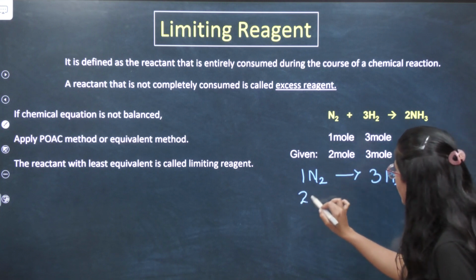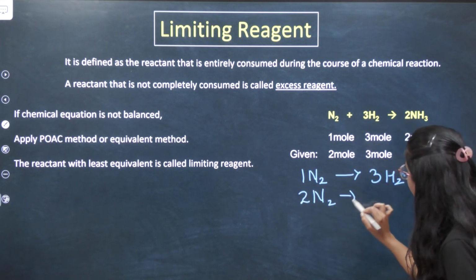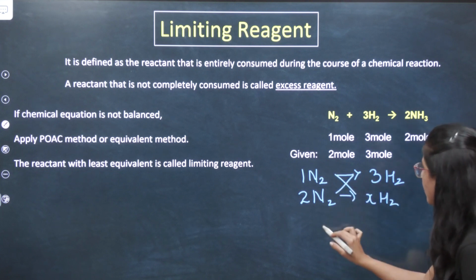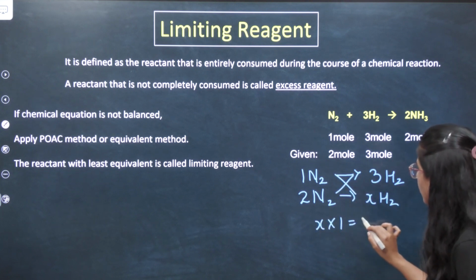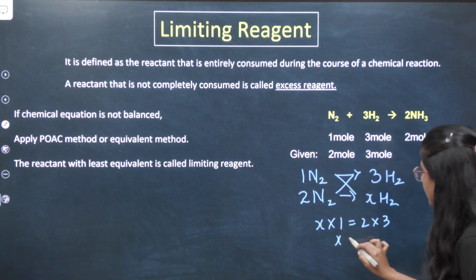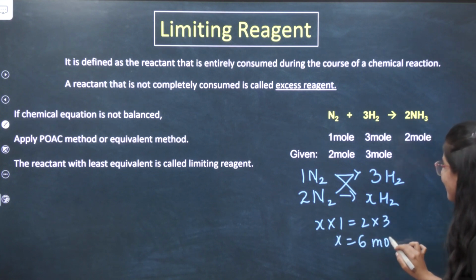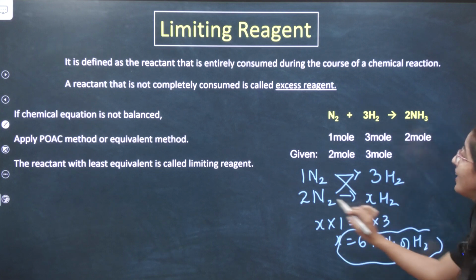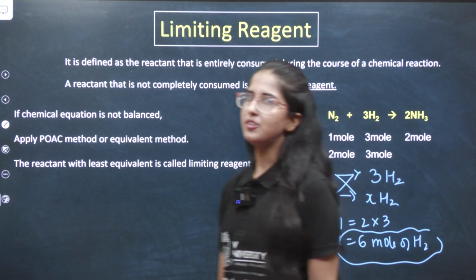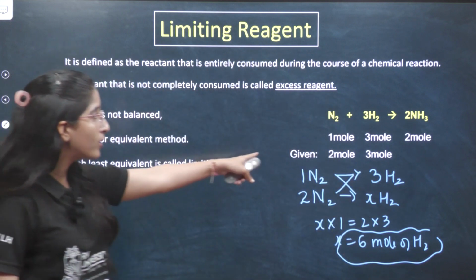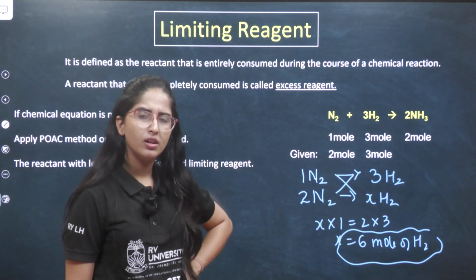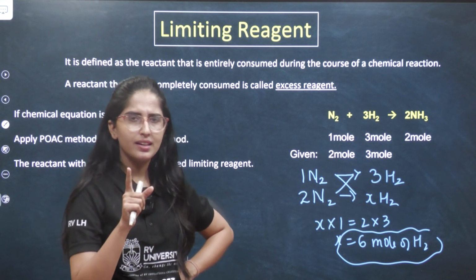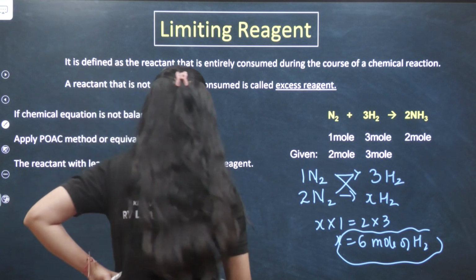Then 2 moles of nitrogen will require how many moles of hydrogen? Cross multiplied, you will get x into 1 is equal to 2 into 3. How much? 6 moles. 6 moles of hydrogen is required for 2 moles of nitrogen. But how much do we have? Only 3 moles we have. We have less. Correct? Do the opposite now.